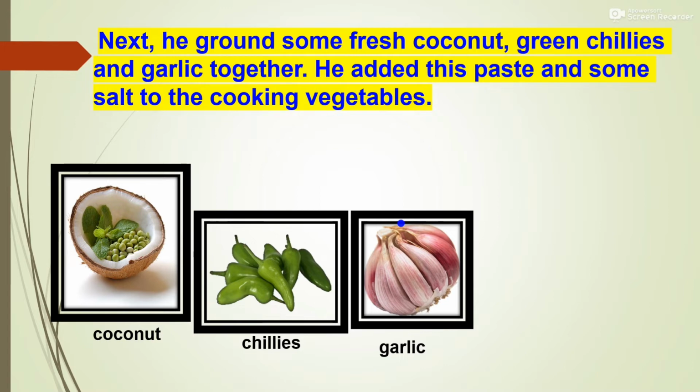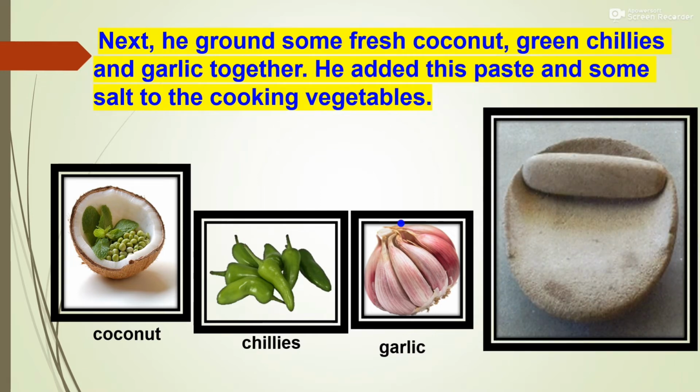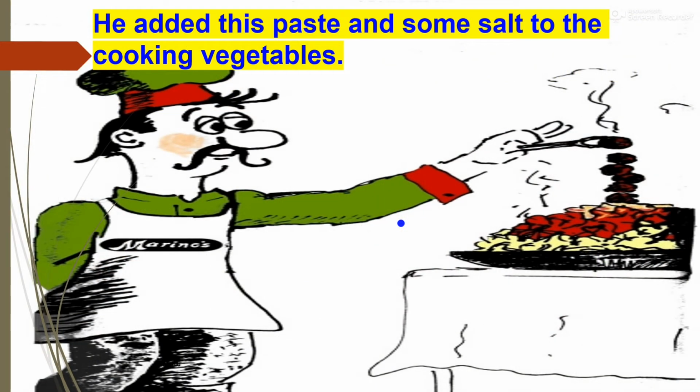Okay. So these are the masala items: coconut, green chilies, garlic. He pasted and added this paste and some salt to the cooking vegetables. You can see here he ground. Okay, these are the things that he pasted: coconut, chilies, garlic, and then added the paste to the item and some salt also to the cooking vegetables. You can see here the grinding stone. He added this paste and some salt to the cooking vegetables.